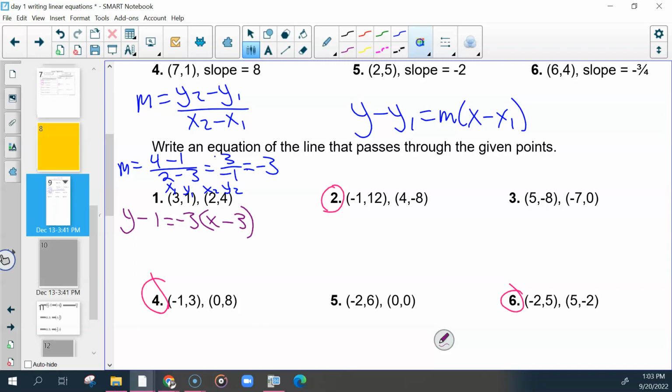And then from there we would distribute and get y by itself. So distribute the negative 3. Be careful with your signs. And then to get y by itself, we would do what? Add 1. So y equals negative 3x plus 10 would be our final answer for that.